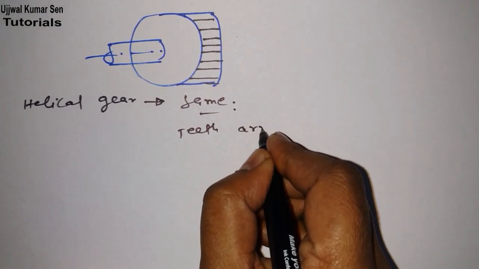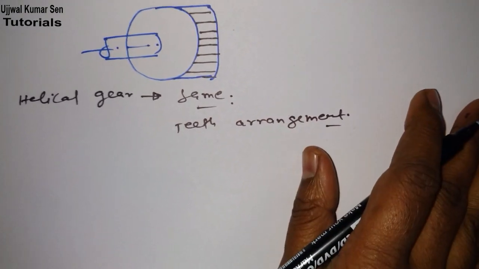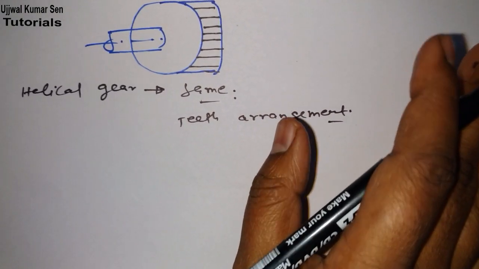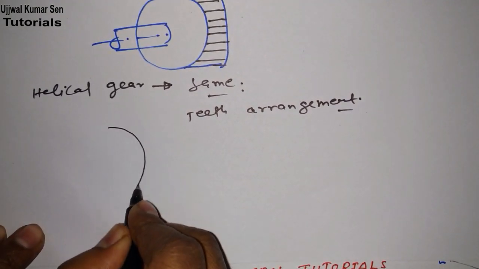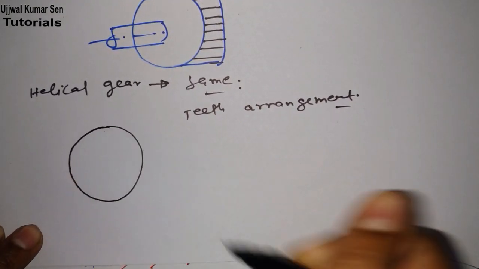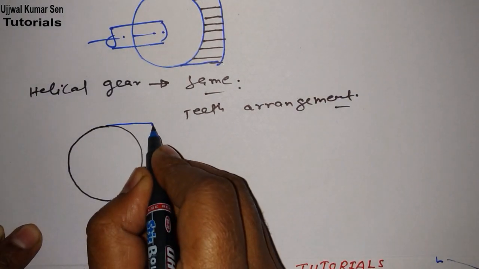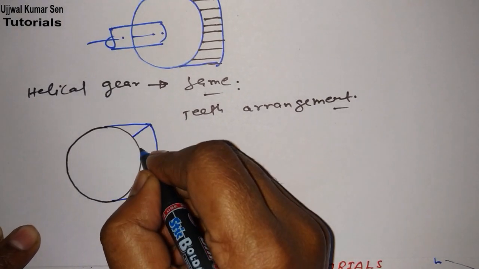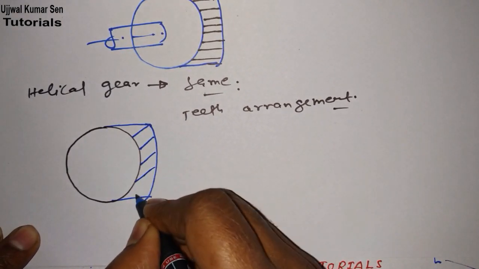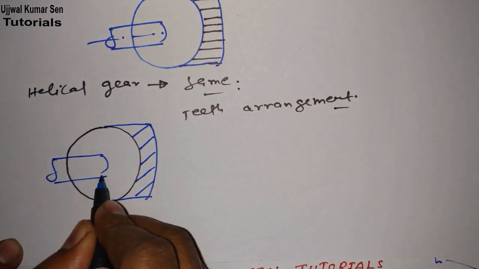Teeth arrangement is different. Okay, before sharing the definition, let me share with you its diagram first, because once you come to know about the diagram, things become quite easier for you, right? So here is the diagram of this. In this case, what happened? Teeth are inclined to each other, they are not parallel to each other, right? So this is the main difference.